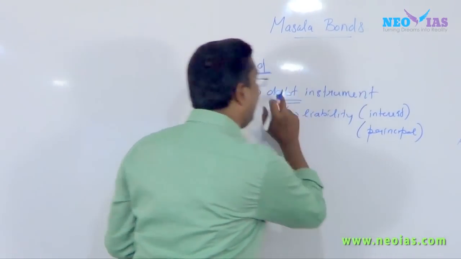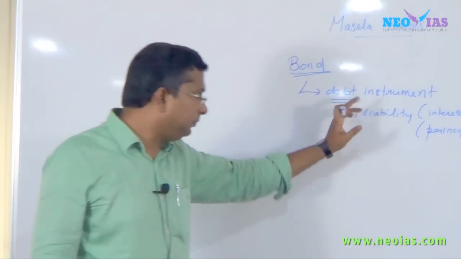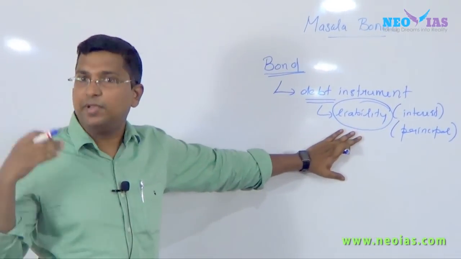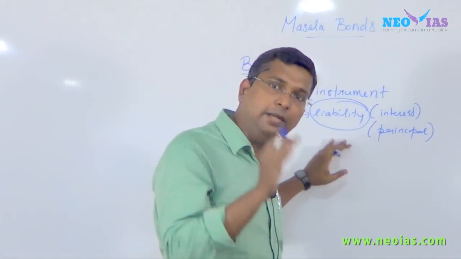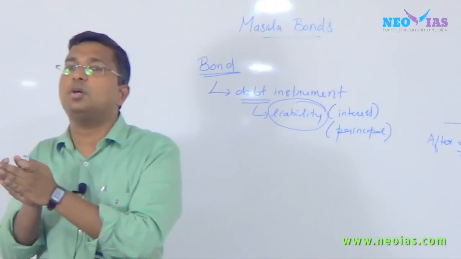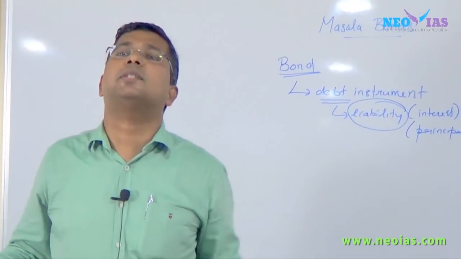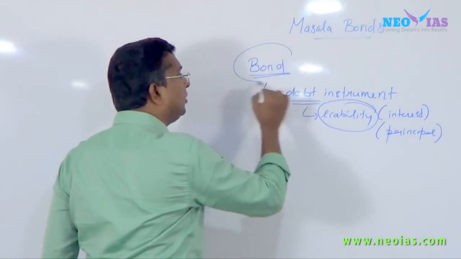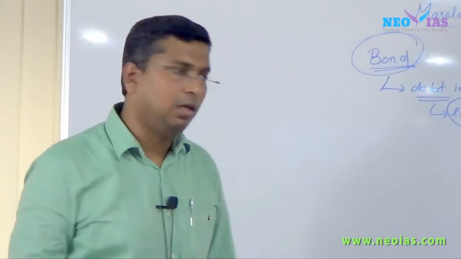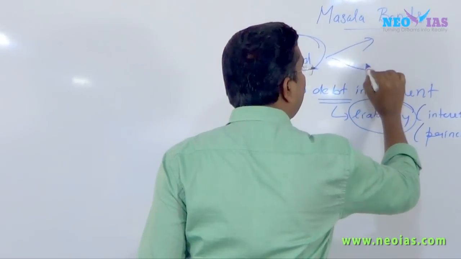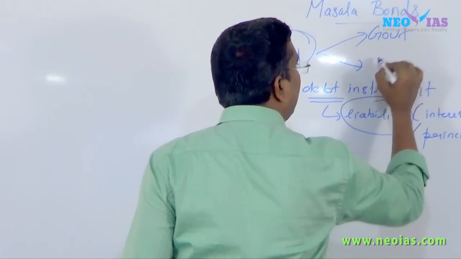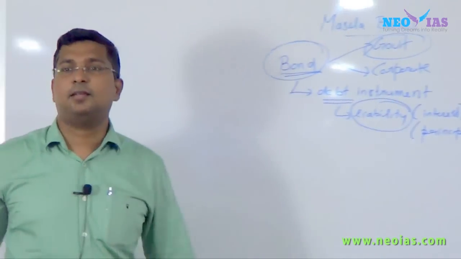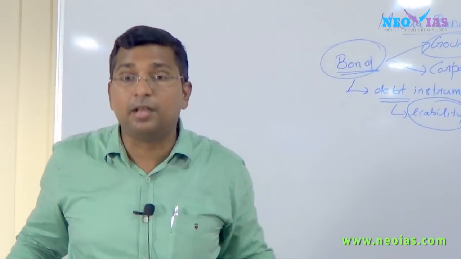In that way, bonds are all debt instruments, in the sense that those people who issue the bond will be having a liability: they have to pay regular interest, and once the bond gets matured, they have to pay back the principal. Already we have discussed this concept of bond. Now, who issues bonds? In India, the government issues bonds and corporates also issue bonds. We call government bonds government securities. We discussed this when we were discussing money and banking.